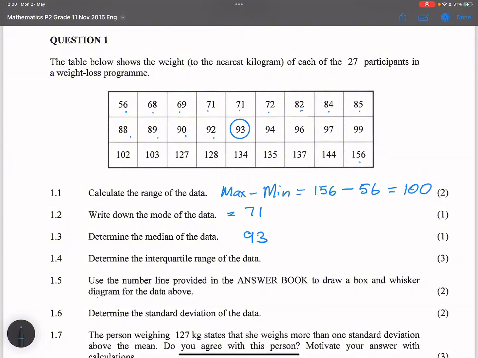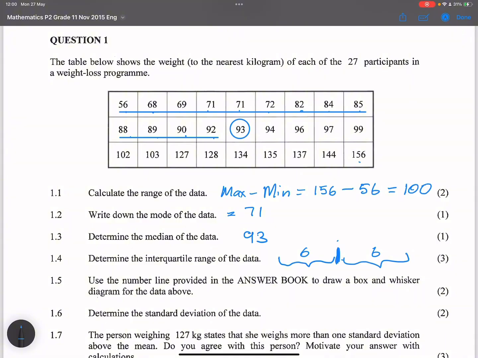And they want us to determine the interquartile range. Now, remember, I've got my first half of the data. So what should be in the middle? Remember, we've got 13 on each side. So what is halfway in this case? You might have 6 on this side and another 6 on this side. So 6 and 6 would give us 12. So in the middle here is the 7th value.